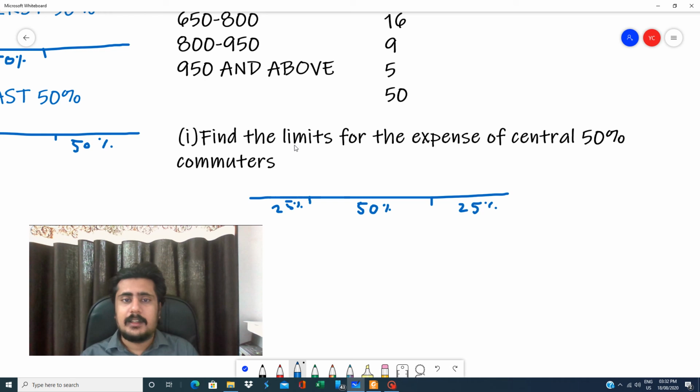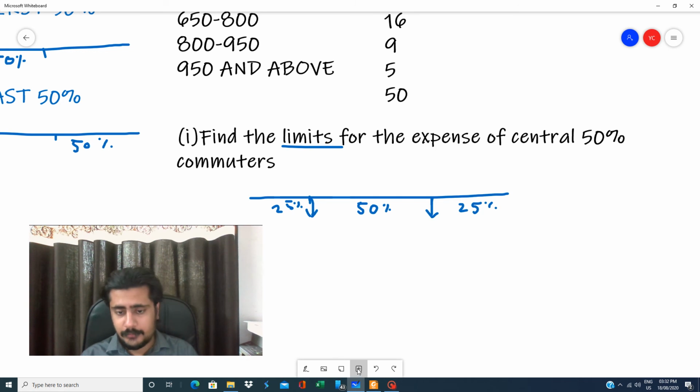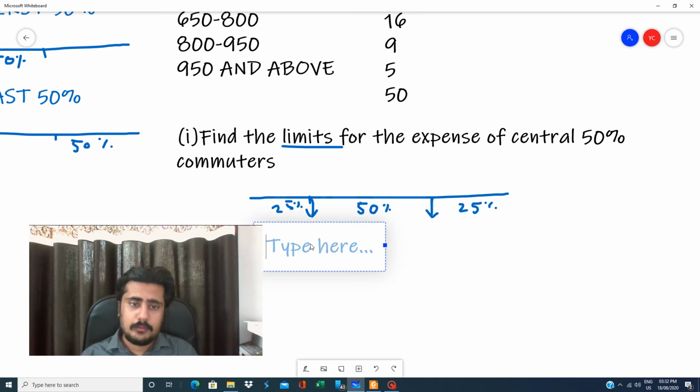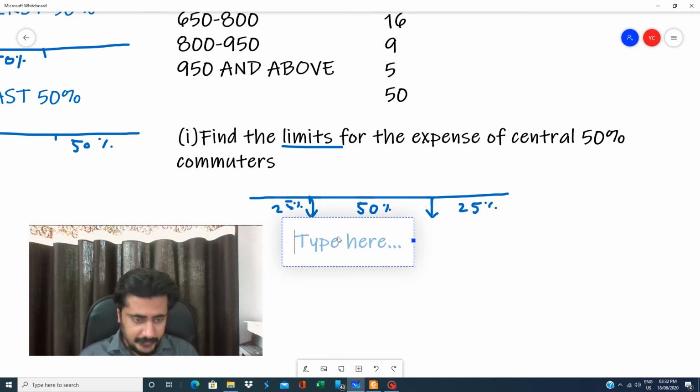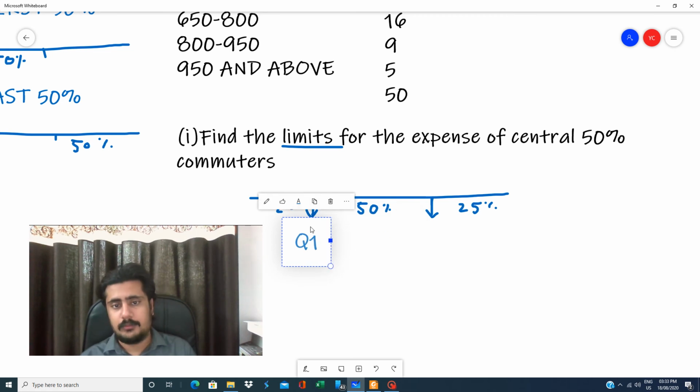In central 50, you are asked the limits. That means lower limit and higher limit. That means you are asked this. Now, how can you find this? I explained just a few minutes ago that if you want to find 25%, then you need to find Q1. What do you need to find? You need to find Q1.